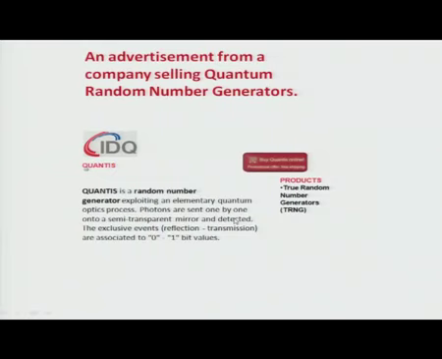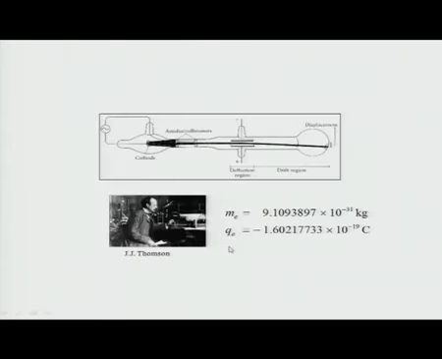In fact, there is a company which sells these quantum random number generators and they cost about $1,000. And if you can read this, Quantis, this is the name of the product, is a random number generator exploiting an elementary quantum optics process. Photons are sent one by one onto a semi-transparent mirror and detected. The exclusive events, reflection or transmission, are associated to 0 or 1 bit values.